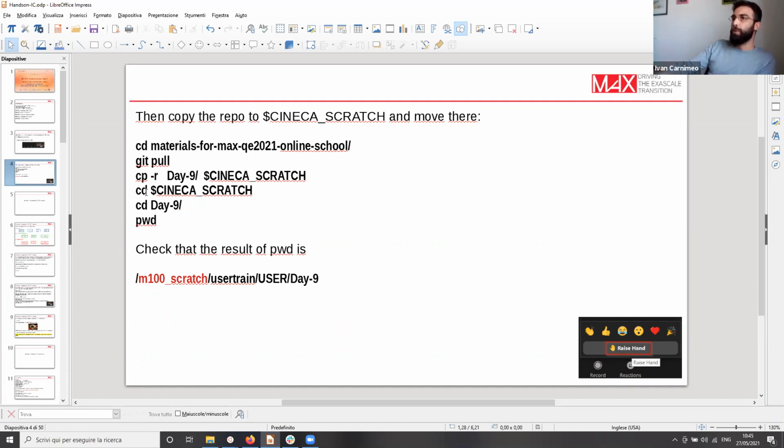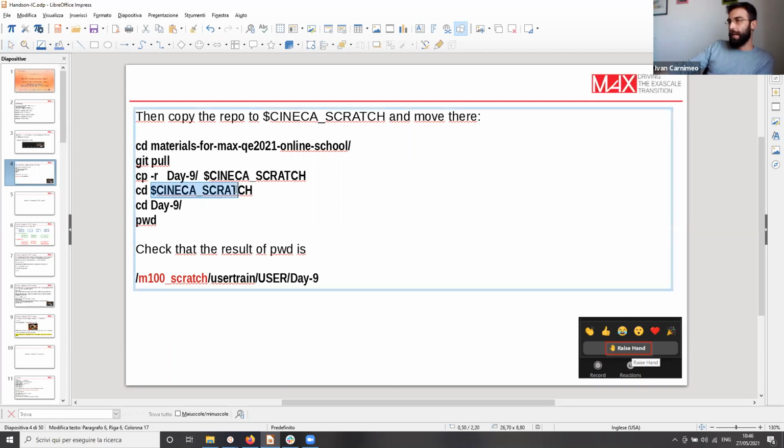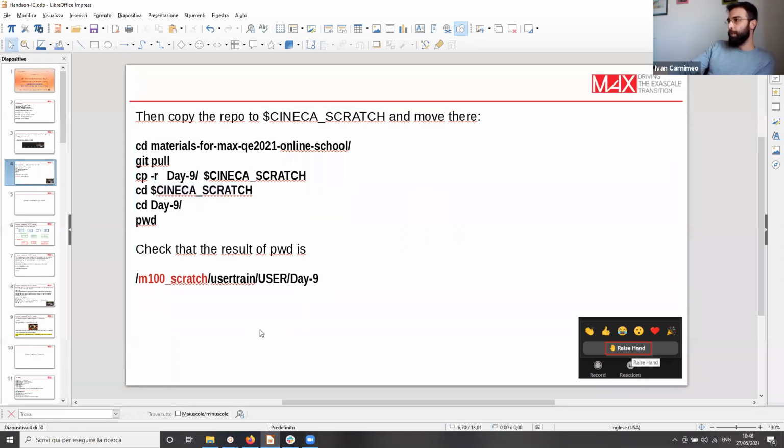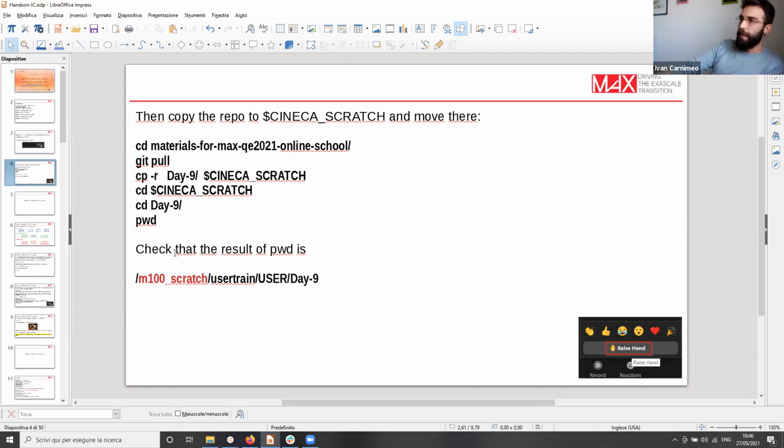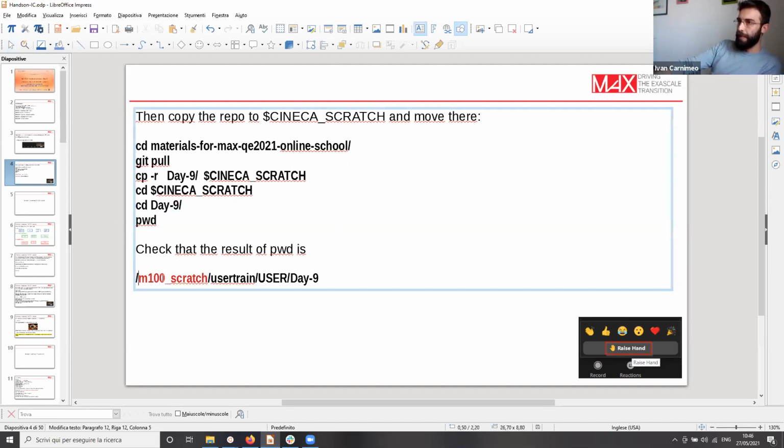After that, you do cd $CINECA_SCRATCH, so you are moving yourself to the directory where you have just copied the files, and you go inside day9, because this is the folder that you have just copied to Cineca Scratch. And then just to check, type pwd, and you should find here m100_scratch. So if the result of the pwd is this one, it means that you have done things correctly.